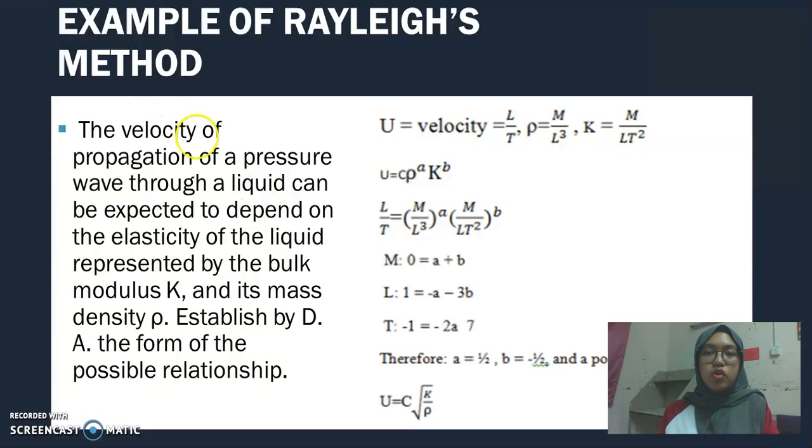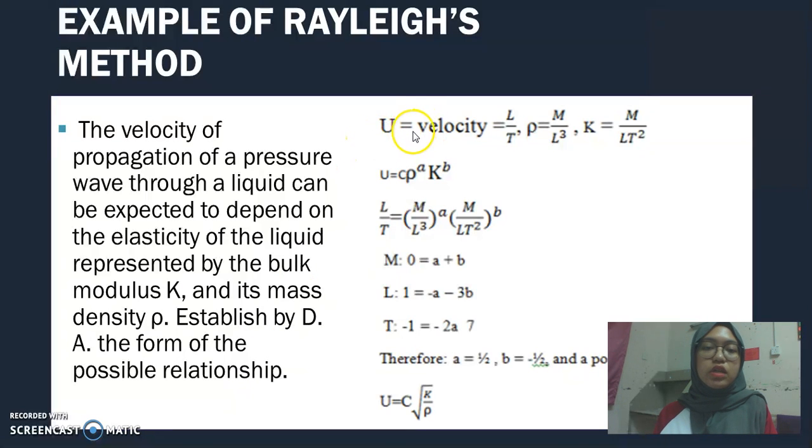So next we will be going into the example of Rayleigh's method. So this is the example question. The velocity of propagation of a pressure wave through a liquid can be expected to depend on the elasticity of the liquid, represented by the bulk modulus K, and its mass density rho. So establish, by dimensional analysis, the form of the possible relationship.